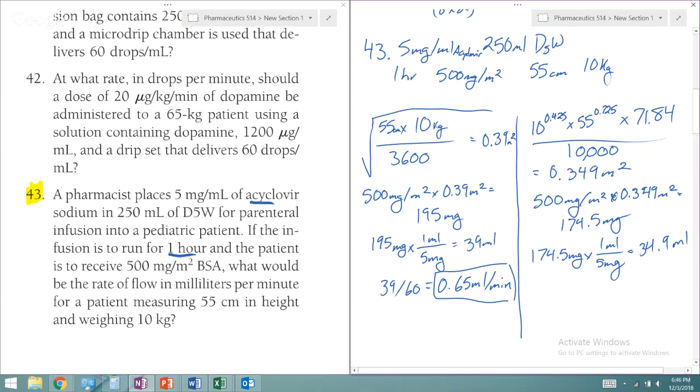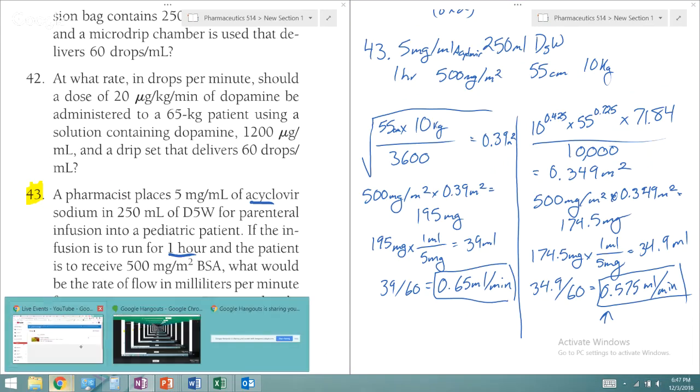And then for the other one, 34.9 divided by 60 minutes. And you find that that one is 0.575 milliliters a minute. So in the book, this is the right answer because it's closer. This one is within the range.